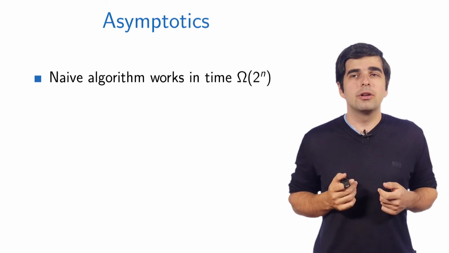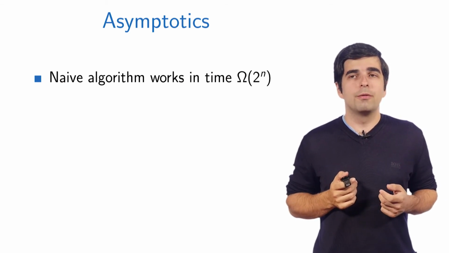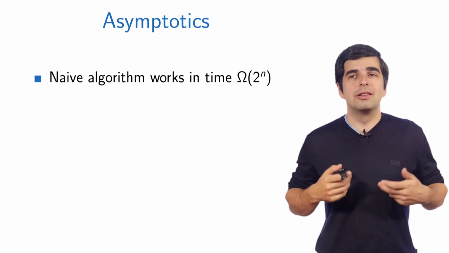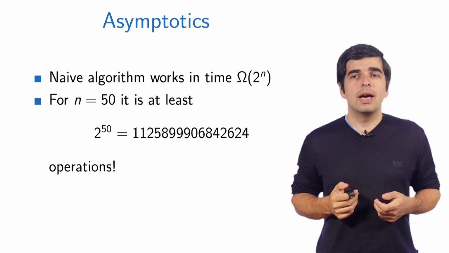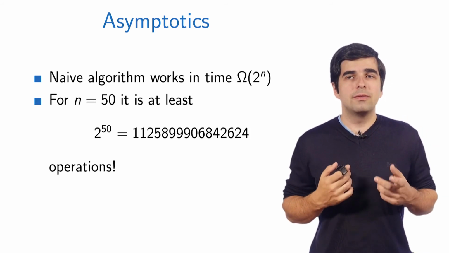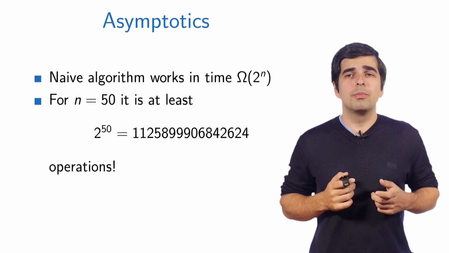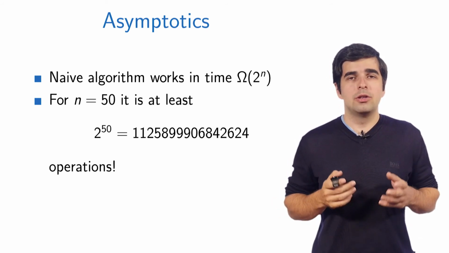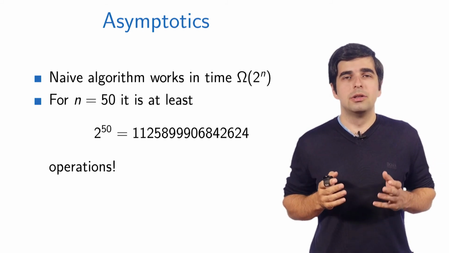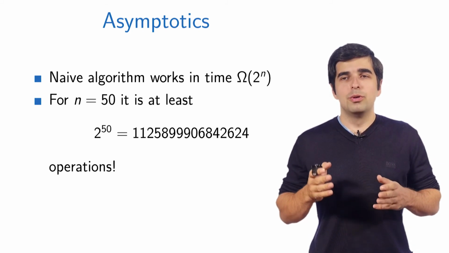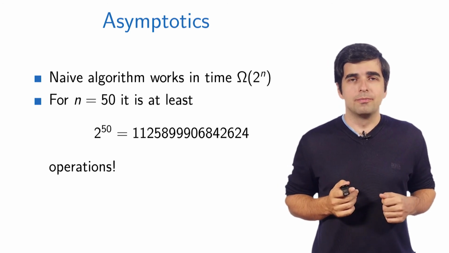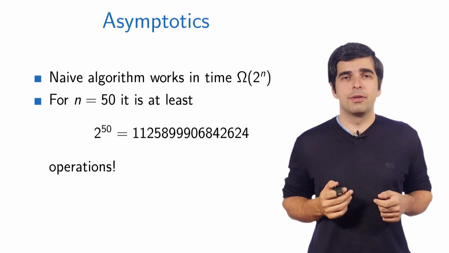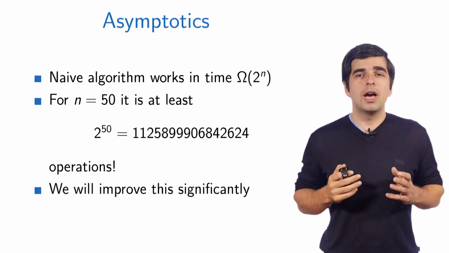So naive algorithm works in time omega of 2 to the power of n, which means that it works in time at least 2 to the power of n. And for n equal to just 50 children, it is at least 2 to the power of 50, which is this huge number of operations. And you're probably not going to wait until your laptop computes the result for this algorithm. You won't be able to wait for that. So we're going to do much better than that.